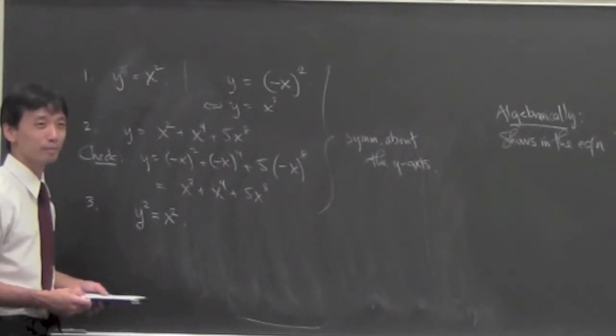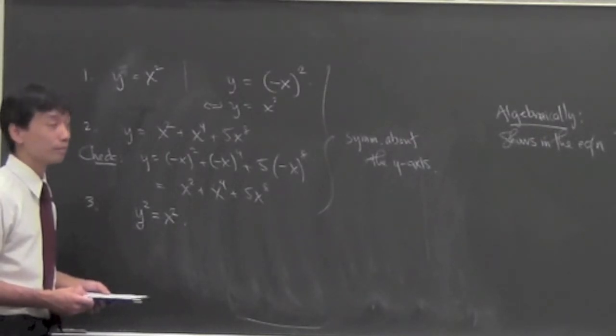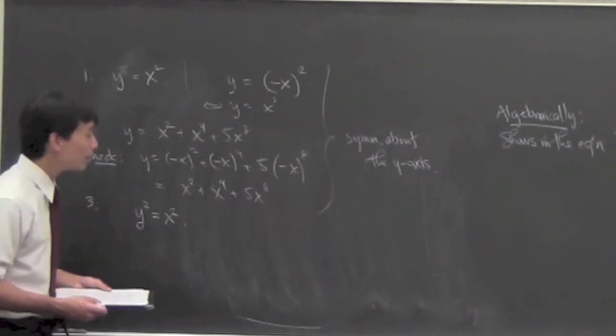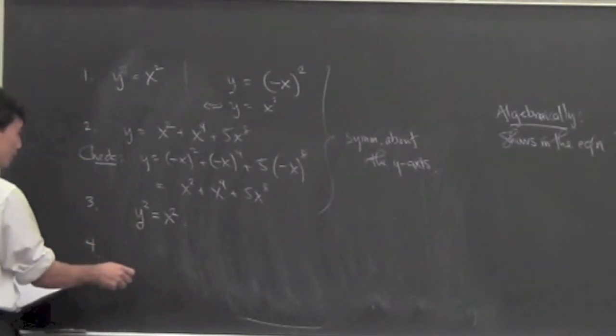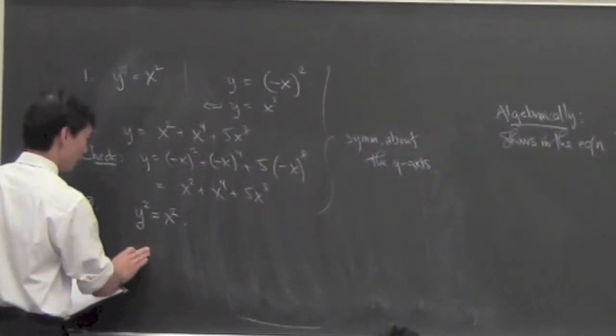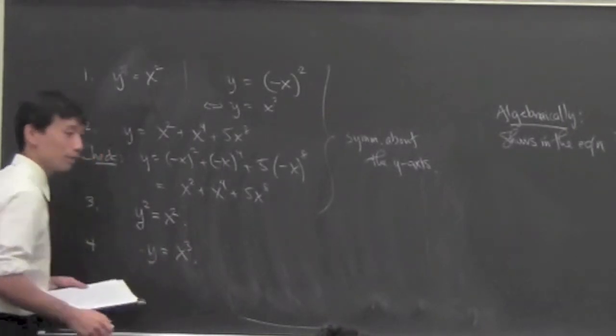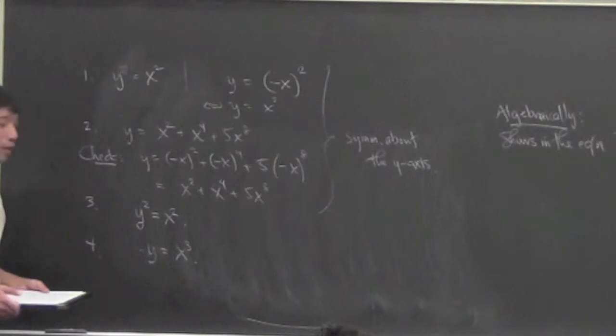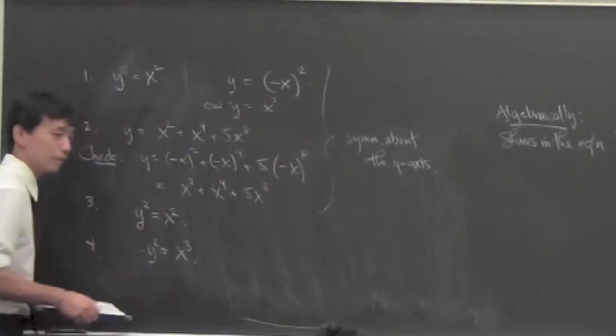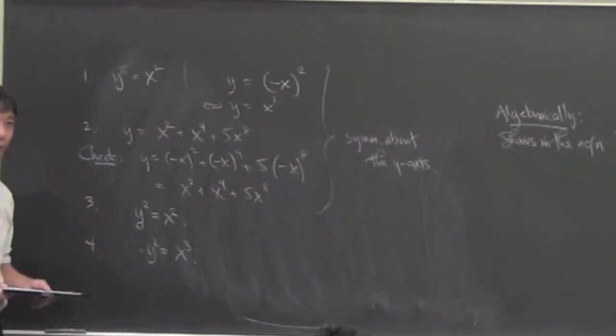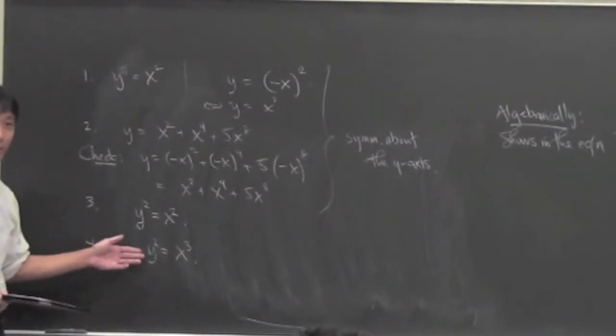So can it be symmetry about the origin without being symmetry about both the x and the y? Okay, so let's look at this. Say, y equals, say, x cubed. Let me do a different one first, and then I'll get to one that answers your question. Just look at it. What kind of symmetry does it have?